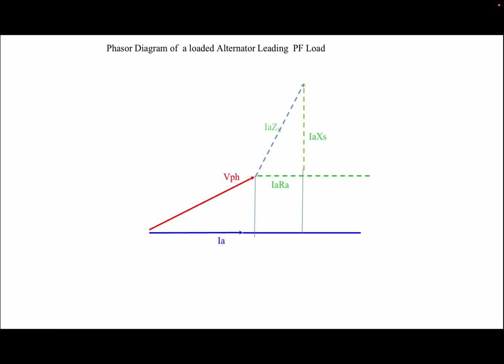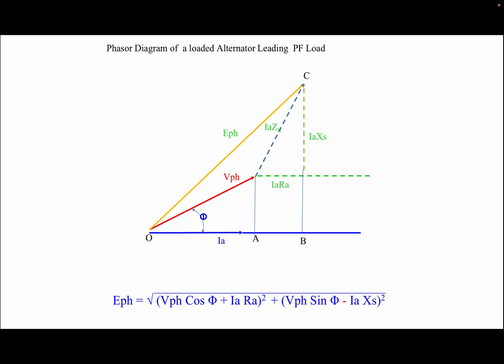This is the corresponding diagram for leading power factor. I guess the only thing is, the graph is not given here. The formula is the correct one. We have to take minus here. For leading it is minus. For lagging it is plus. You can write this as plus or minus: plus for lagging loads, minus for leading loads.